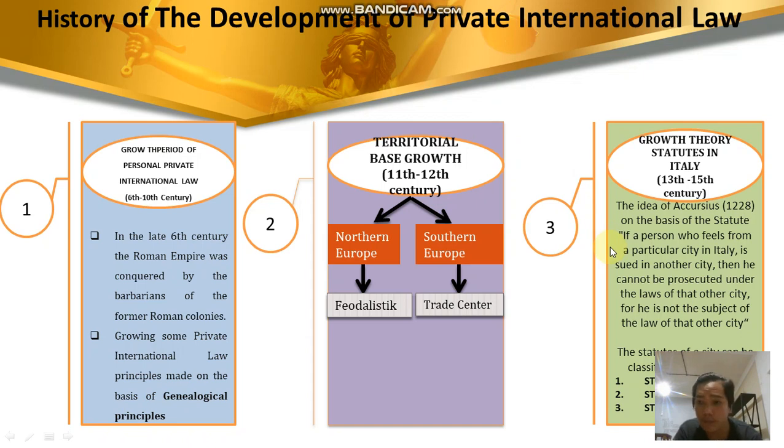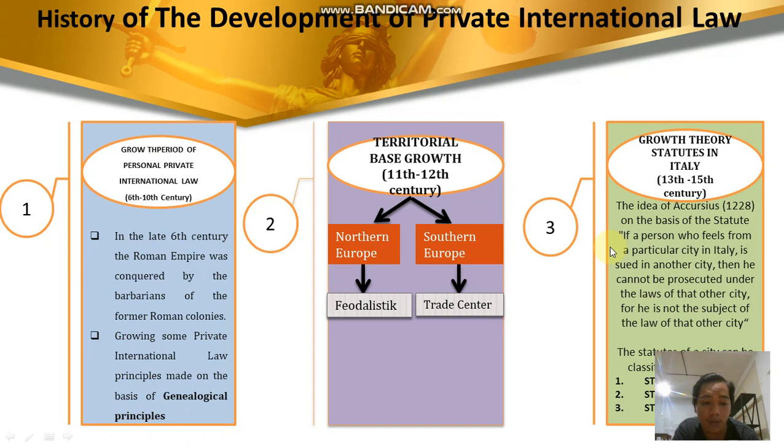Three, growth of the statute theory in Italy, 13th until 15th century. The idea of extraterritoriality on the basis of the state. If a person from a particular city in Italy is sued in another city, then he cannot be prosecuted under the law of the other city, for he is not a subject of the law of that other city.